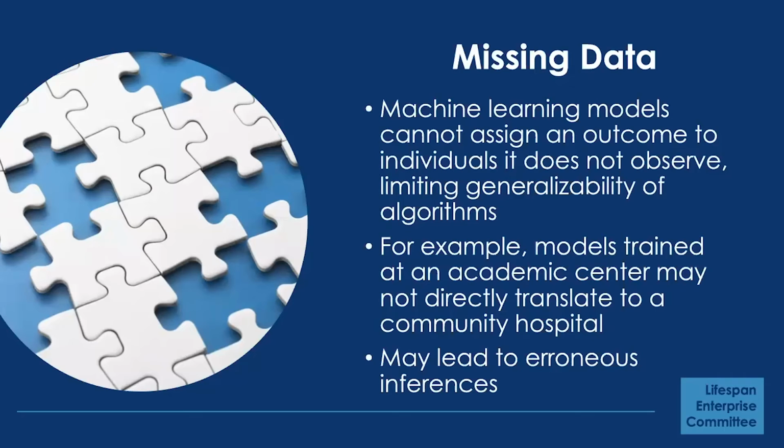Missing data can be thought of as missing individuals in the data set, as well as missing values for individuals in the data set. And machine learning itself cannot assign an outcome to individuals it does not observe, which can really limit generalizability of these algorithms. For example, models trained at an academic center may not directly translate to a community hospital, relating to designing interventions for a population versus a specific group. So we can get erroneous inferences if we try to apply something that was made in one setting and attempt to implement it in a different setting.